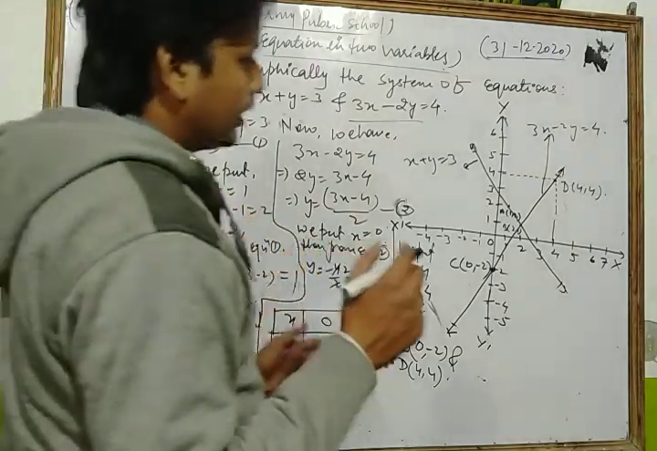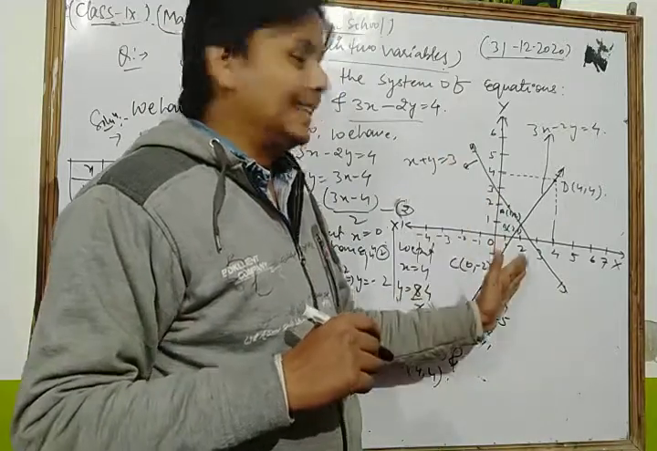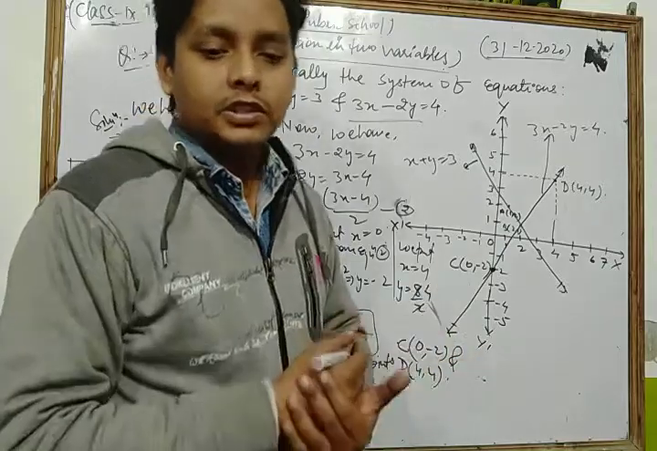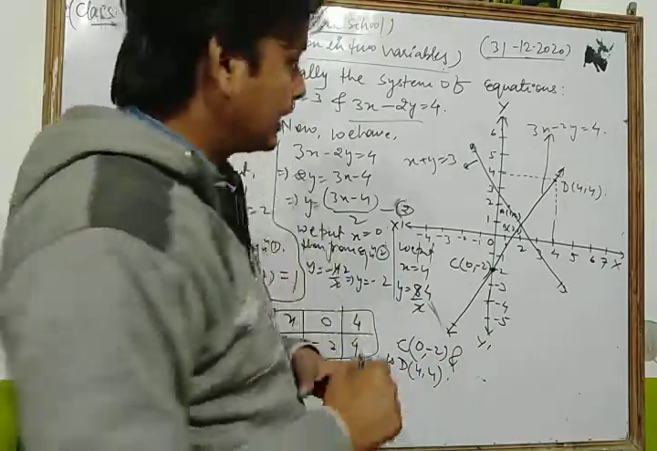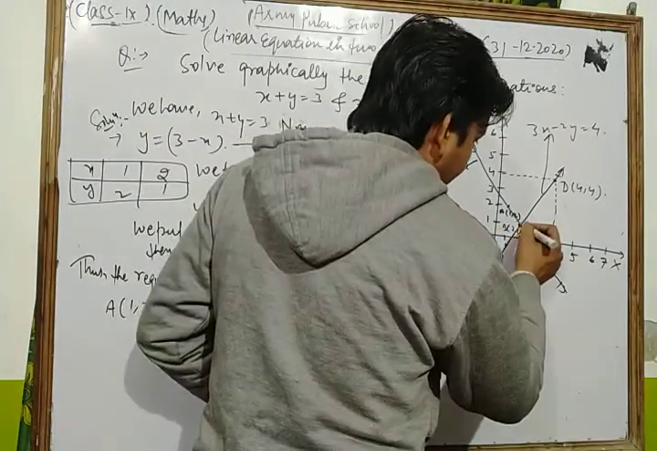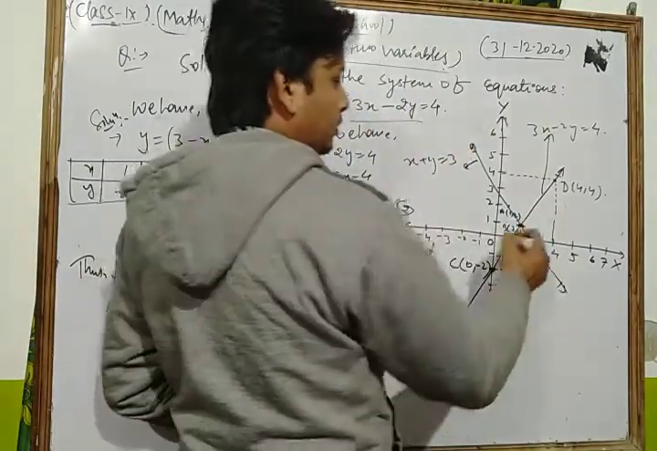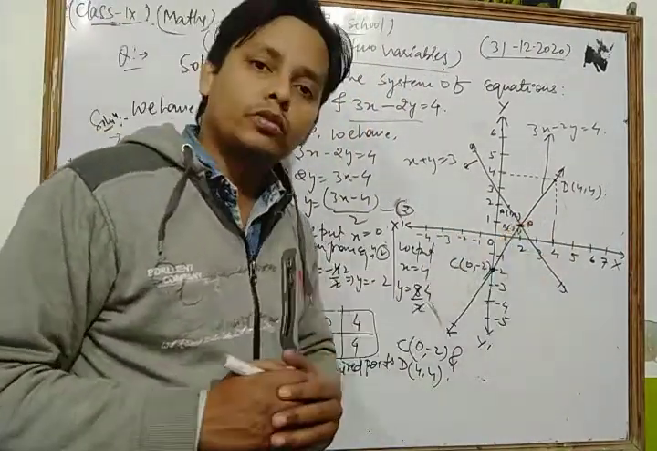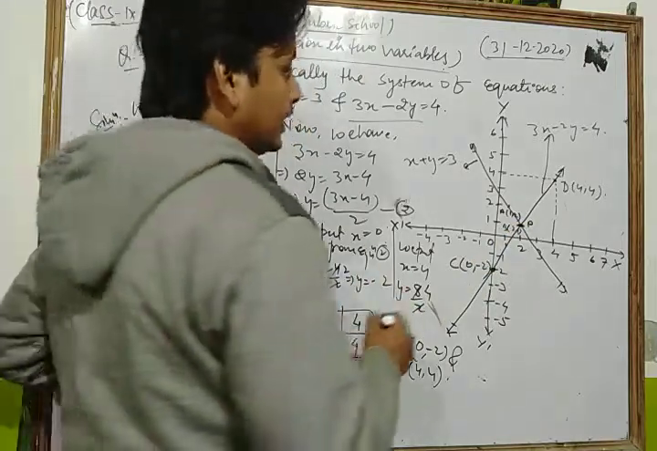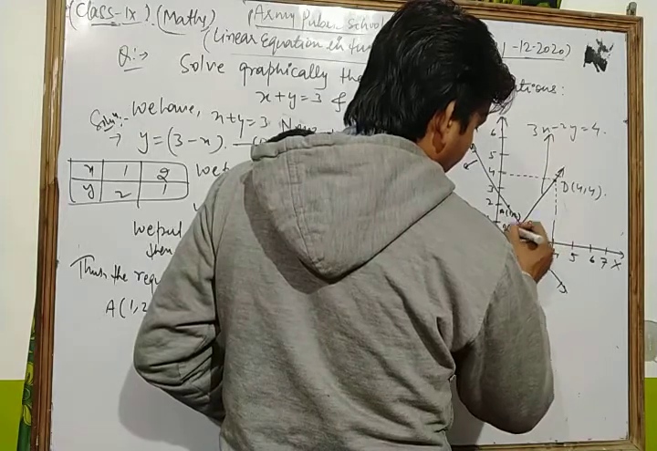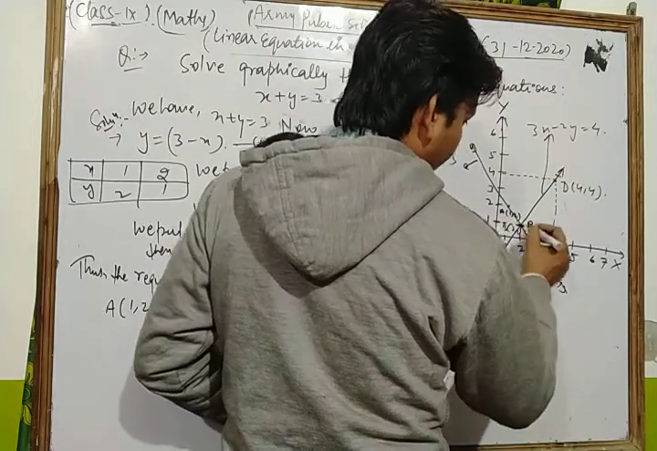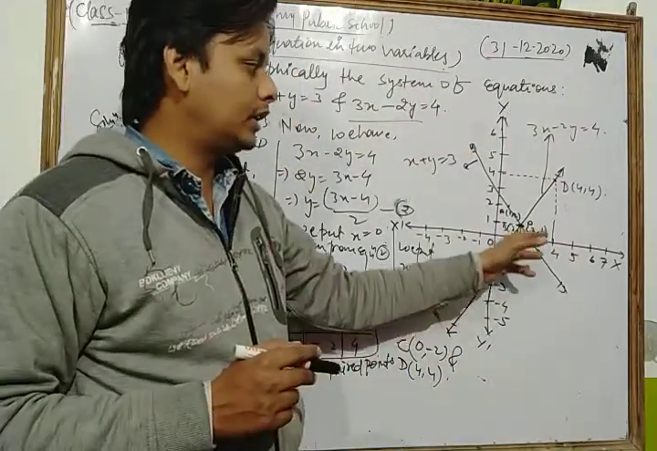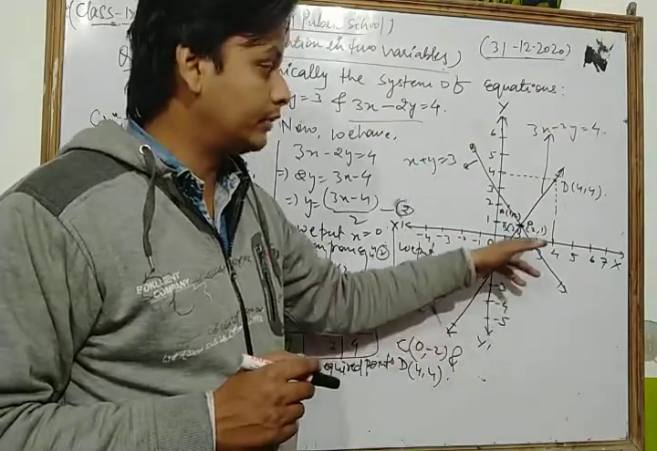Now you know that the graph of a linear equation in two variables always represents a straight line. Now dear students, this is the point of intersection of both the lines. Suppose the point of intersection is P. Dear student, here P is the required solution of the given linear equations in two variables graphically. Now here we draw perpendiculars, and the coordinates of P are 2 and 1. So the required solution graphically is 2, 1.